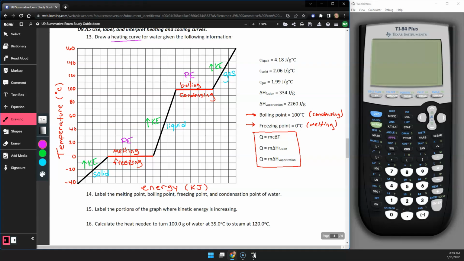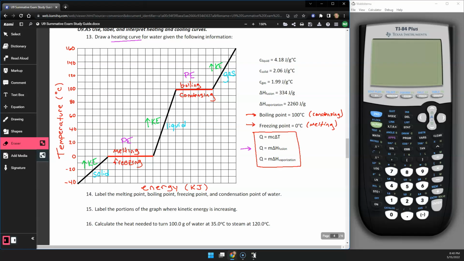Now it says calculate the heat needed to turn 100 grams of water at 35 degrees Celsius to steam at 120 degrees Celsius. Oh boy. Well, I want to point out again that some equations were given to us here. And if you look closely, they almost look like the same exact equation. Almost. So the first equation that we have, notice it has delta T. So anytime we're raising the temperature or lowering the temperature, we're going to be using this equation right here.